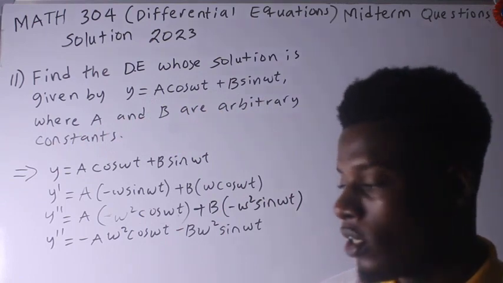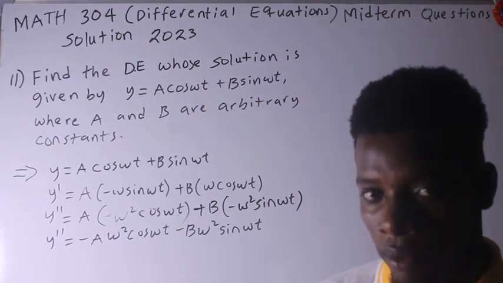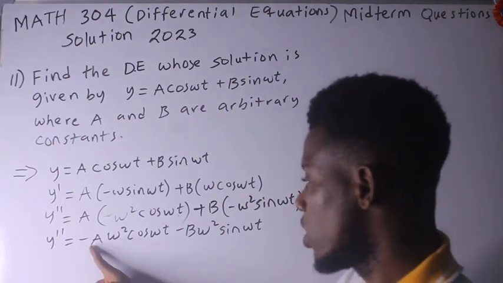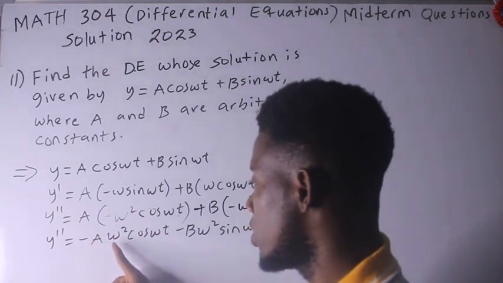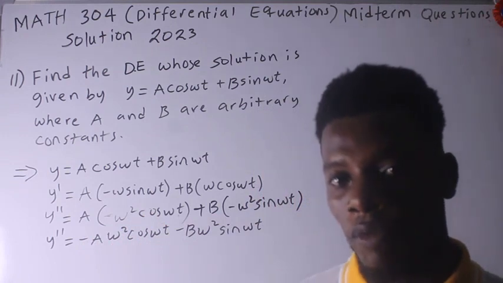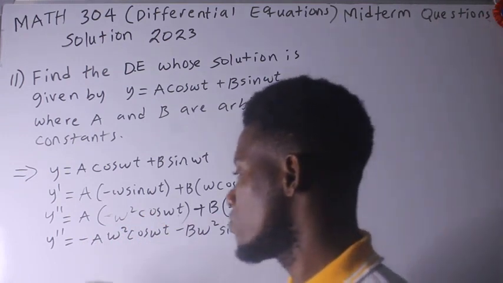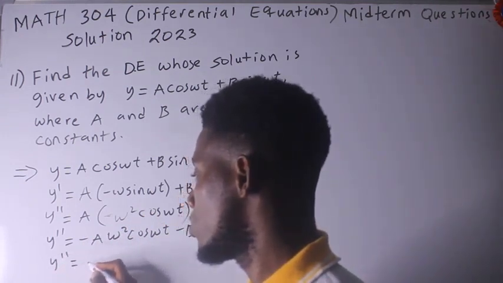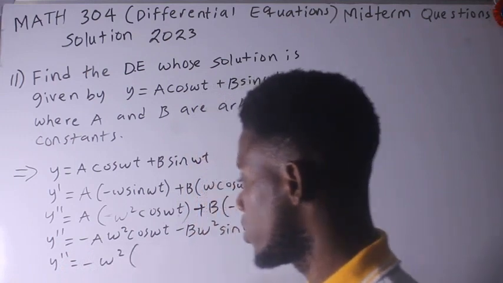In the derivative for y prime prime, the second derivative, we can factor out, because here we have minus a omega square, we have minus b omega square. So we can factor out a negative omega square for the entire thing. So we have y prime prime is equal to minus omega square, parenthesis open.